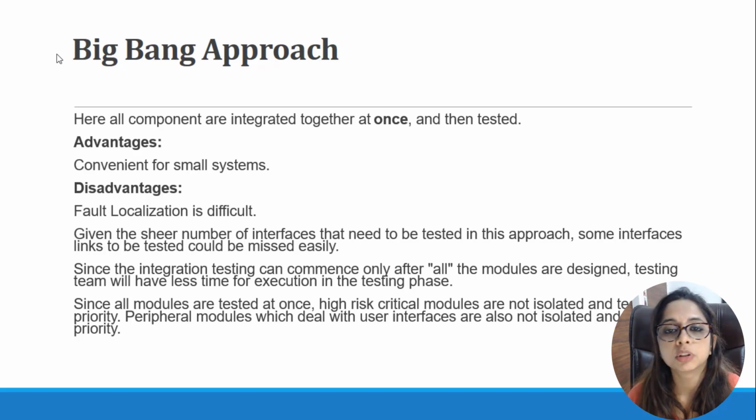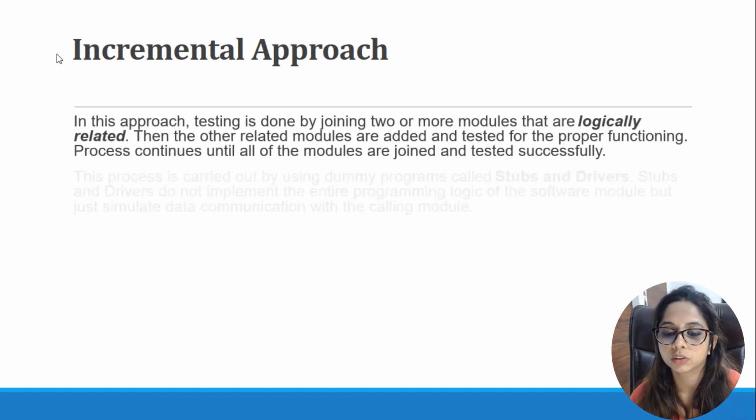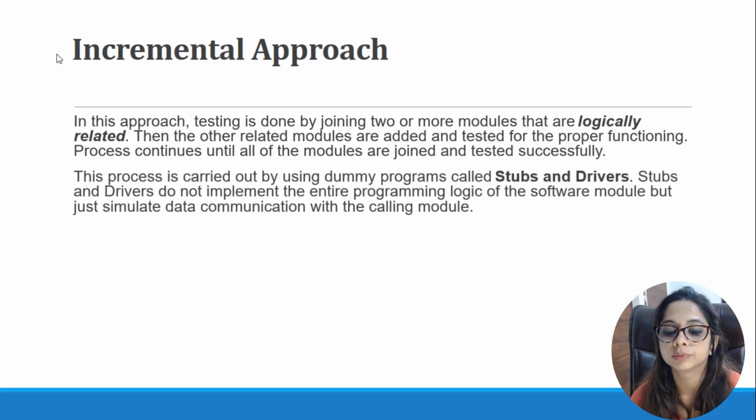So that's about the Big Bang approach, wherein we are waiting till everything gets developed and unit tested and then combining. Now we will talk about the incremental approach. Here we are testing the units as and when they are getting developed. We develop a module, do unit testing, wait for the next module to be developed, unit tested, integrated together, and sent for testing. So we are doing ongoing testing as the system is being developed.